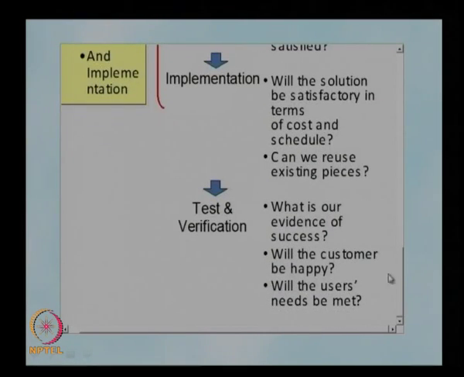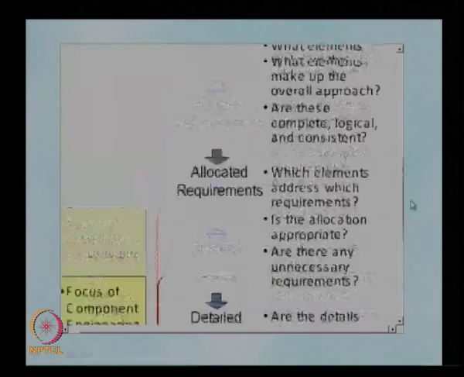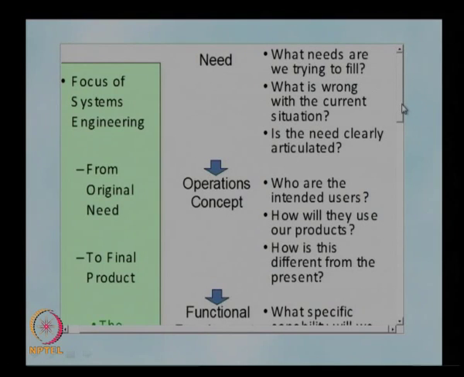So, basically we are trying to understand or identify what our evidence of success is, and whether the customer will be happy with this particular system, whether all the needs of the users are met. So, we will do a test and verification at the end of the design process to ensure that it actually satisfies the customer requirement. So, these are the various steps involved in the design of the system.